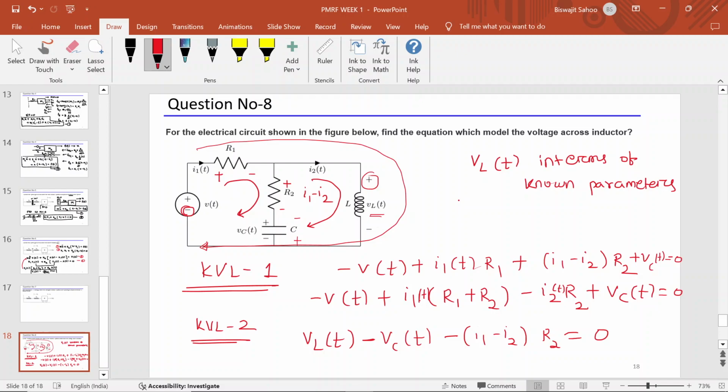This is very easy. For the third equation, KVL3, over the outer loop, it will be minus V(t) plus R1 I1(t) plus V_L(t), equal to 0. You started here, reached here, then move here. This is equation number 3, and that was equation number 2. If you solve equation 1 and equation 3, your answer will be there. No need to find KVL2, which is a little bit critical. Anyway, out of these three, solve and find the voltage V_L(t).